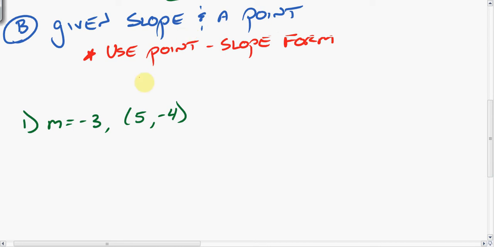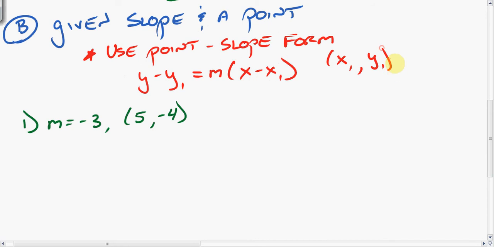Point-slope form is y minus y1 equals m times x minus x1, where the point that you get is represented by x1 comma y1. All right, you're going to be given a point, so the values of your ordered pair are going to go in the x1 and the y1. And then you're also given an m, which we know is slope.